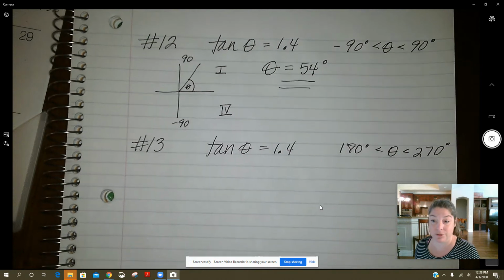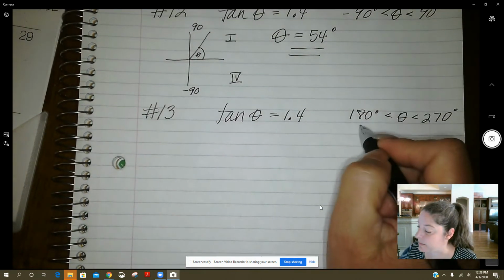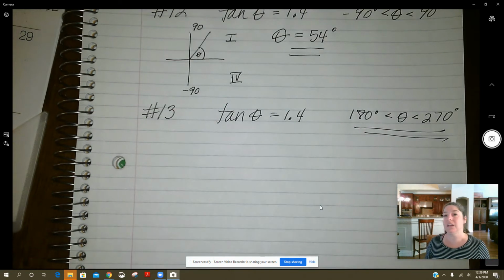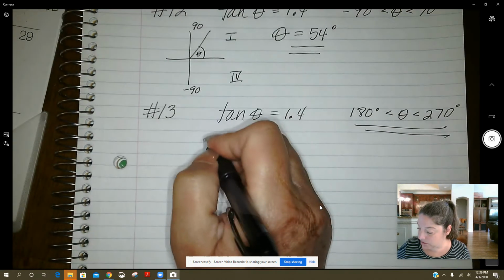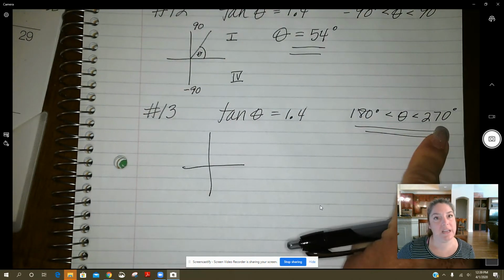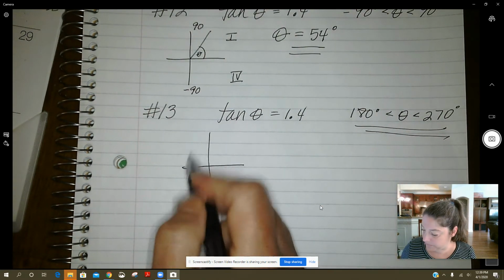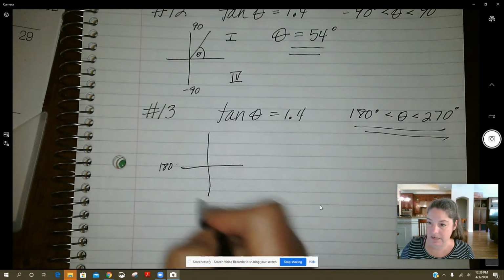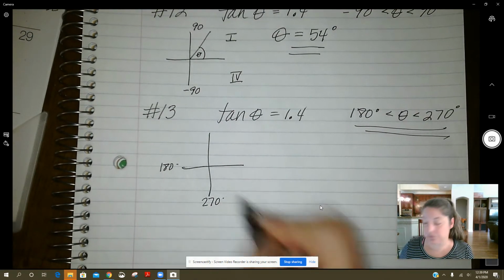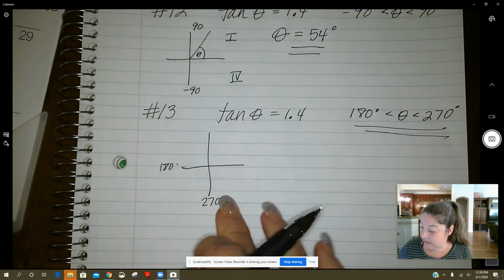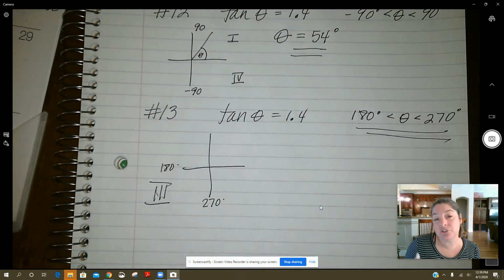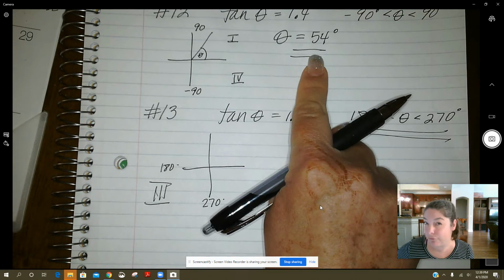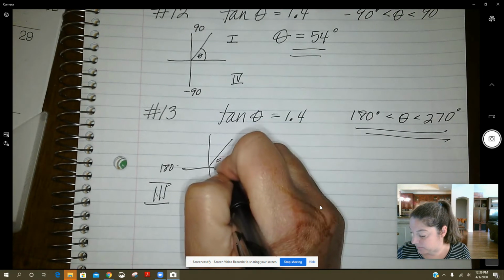When I go to do number 13, though, they want me to give them an angle that is somewhere between 180 and 270. And so here's the problem. When I go to type it into my calculator, I'm still going to get 54, right? And so let's go look, where is 180 and 270? Okay, well, this is pi, so 180 is over here, and 270, which is 3 pi over 2, is down there, right? So I want an answer that is in quadrant number 3, okay? But when I do this, I only get an answer of 54. So 54 degrees is right here.